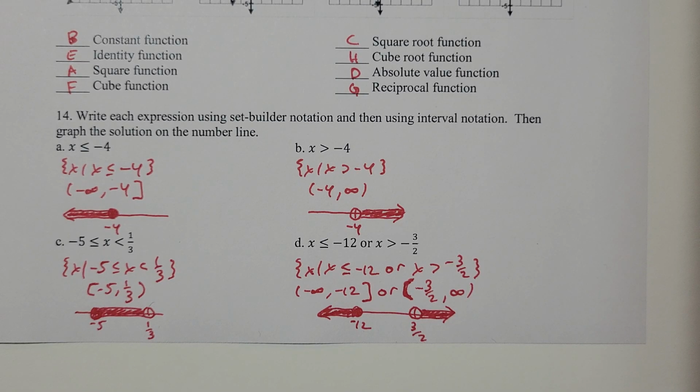Okay. In part D, we got x less than or equal to negative 12, or x greater than negative 3/2. So as a set, I'd say the set of all x such that x is less than or equal to negative 12, or x is greater than negative 3/2. Now, by the way, what if I were to write this down?